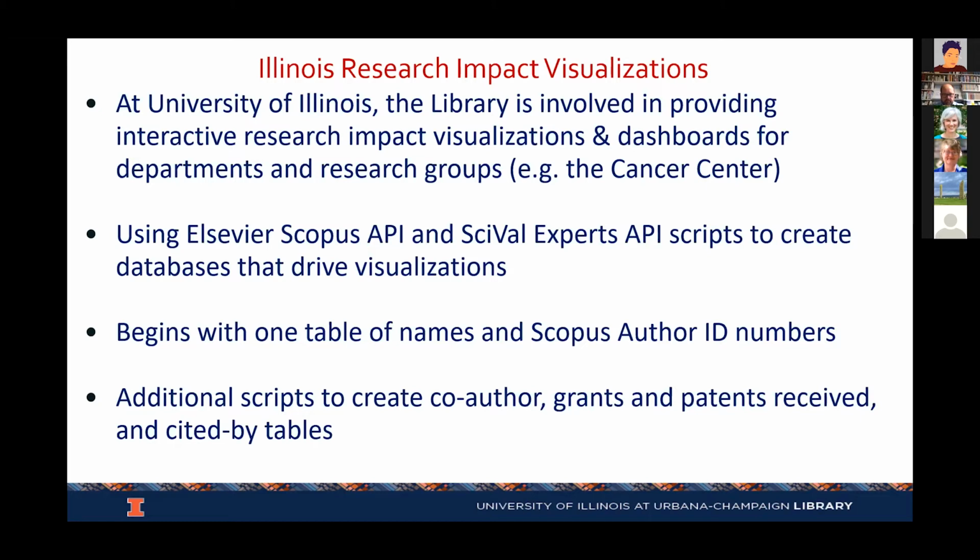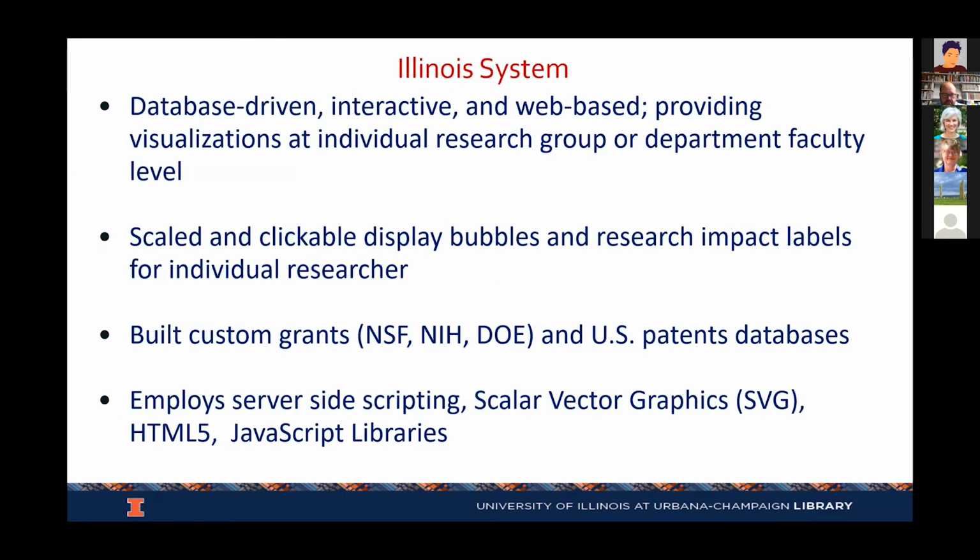We started out with one table of the names and the Scopus author ID numbers. Since we've developed this more with other departments, we now have library graduate students who do all the work on developing those tables, so they get a basic understanding of how this works together. And then we do additional scripts to create co-authors, grants, patents, and cited-by tables. I'm going to show you some displays of those in a little bit.